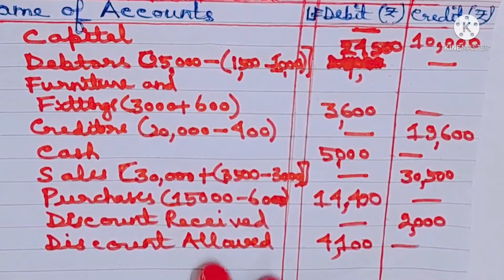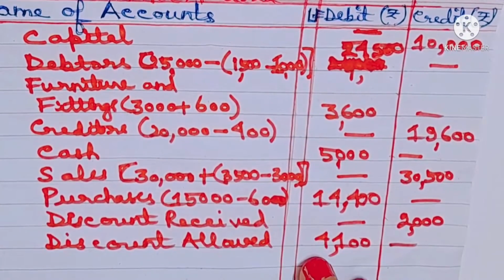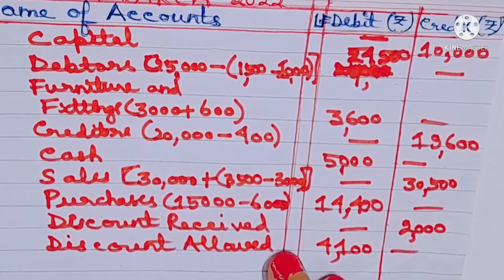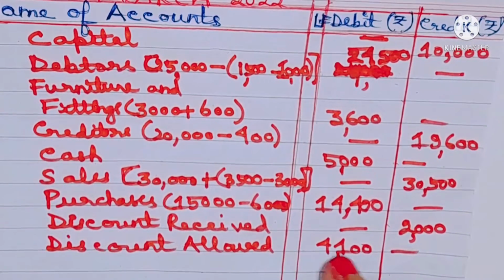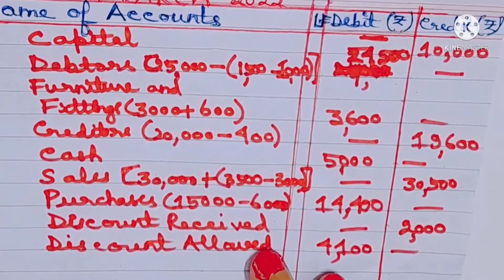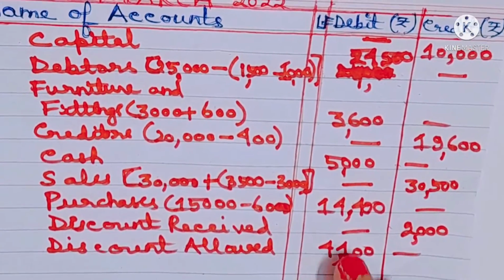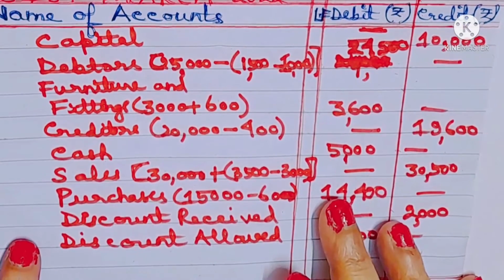Why does discount allowed have a debit balance? Because discount allowed falls under nominal account. According to nominal account, all losses and expenses are debited. Here, discount allowed is an expense for the business. So, discount allowed will be debited. Understood? Now, let's go through the last adjustment.